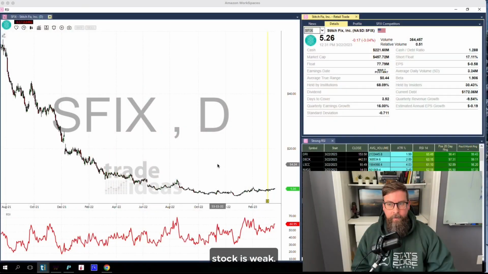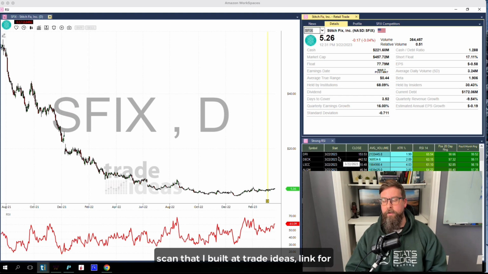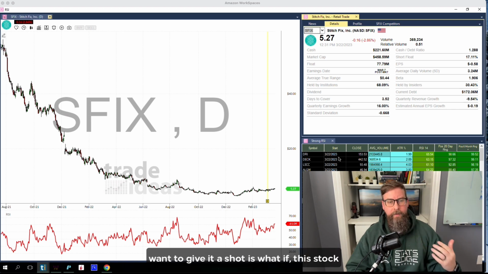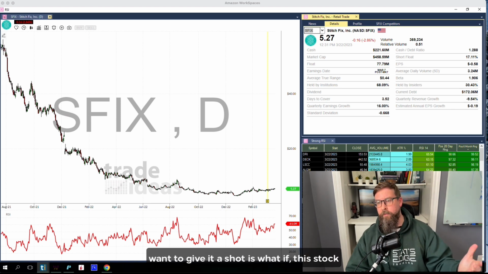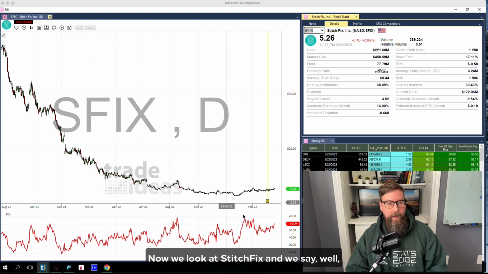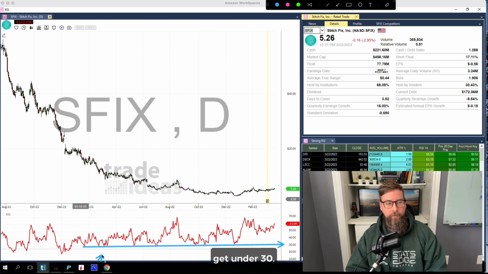So again, if we go into the same chart, and this scan that I built at Trade Ideas, link for this will be in the description below if you want to give it a shot, the question is: what if the stock could never, or for a long period of time, get oversold? Now we look at Stitch Fix and we say, well, from about here at about $10, all the way until now, this RSI has never been able to get under 30.